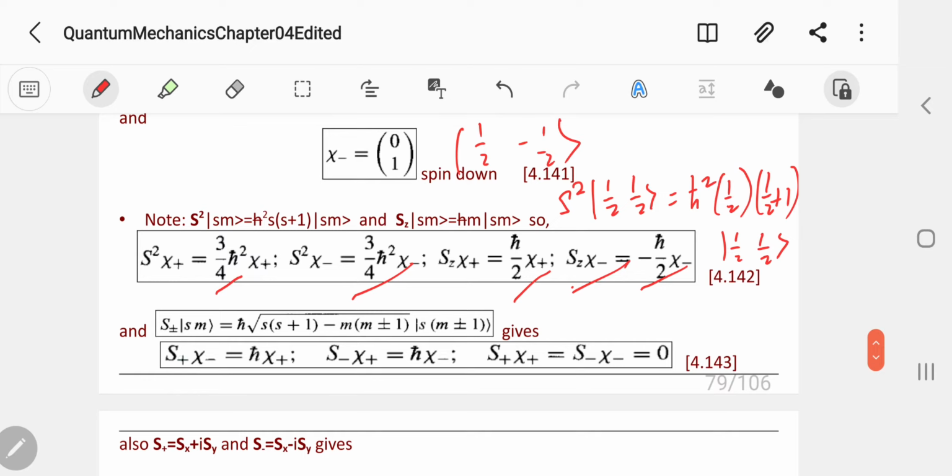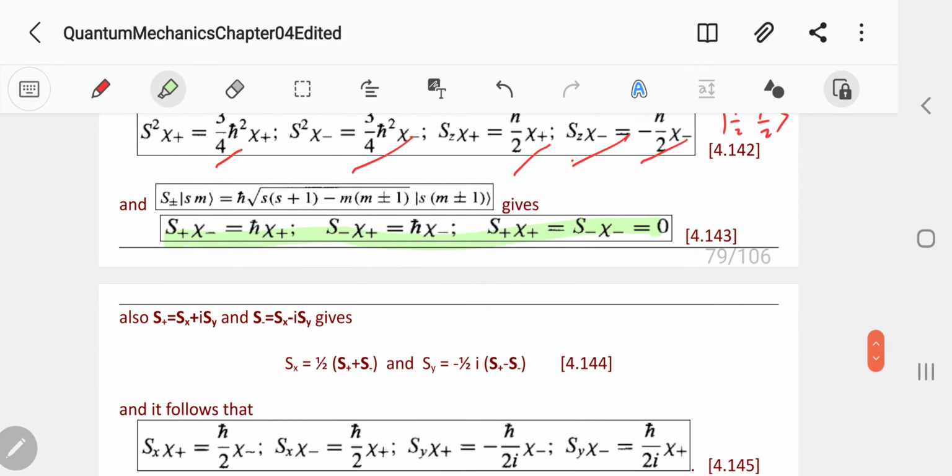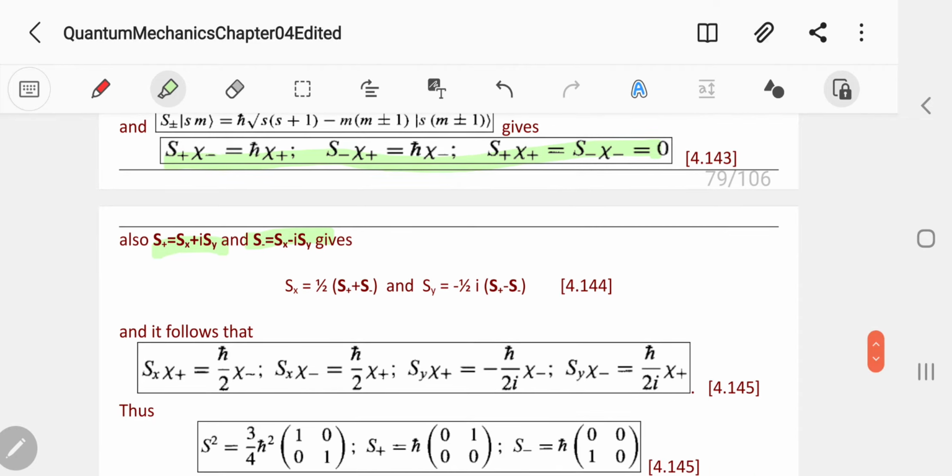You can also do this with S plus and S minus, where S plus is equal to Sx plus i Sy, and S minus is Sx minus i Sy. So here you can also get Sx and Sy, and you can apply that to chi plus, spin up.